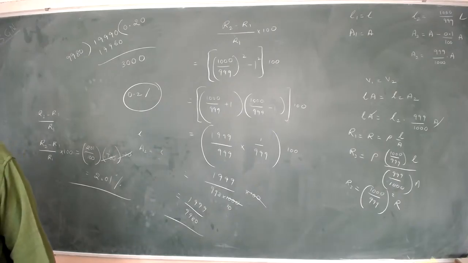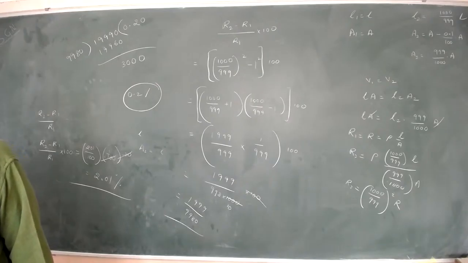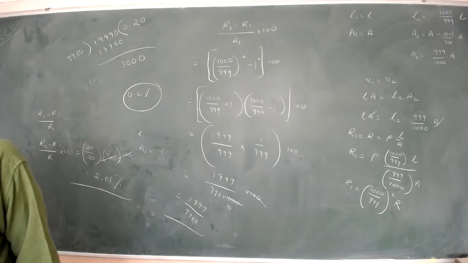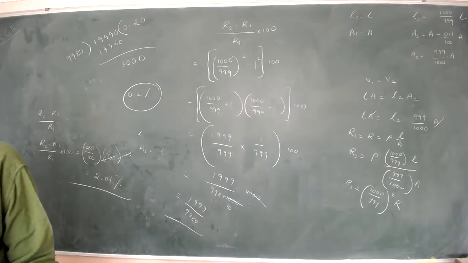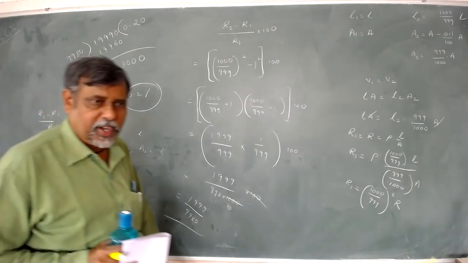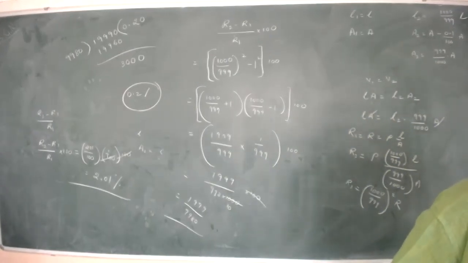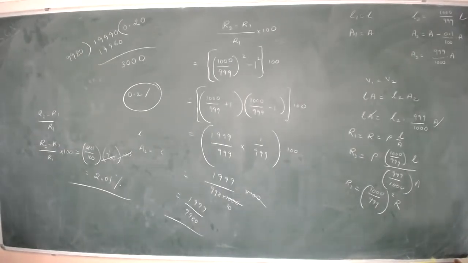Okay, 2:30 or 3? 3. By 2:30, if everything gets over, we will reach. I will tell you all the timing. Take a lunch break. We will sit for 2 hours.